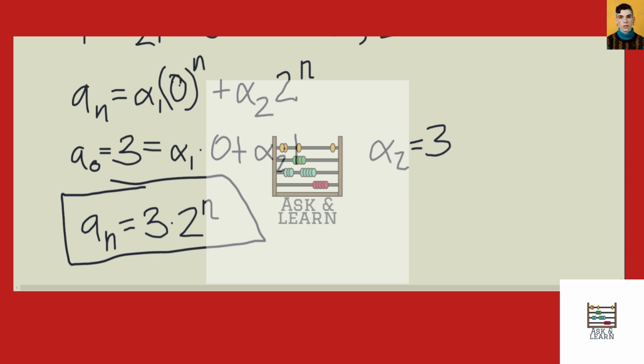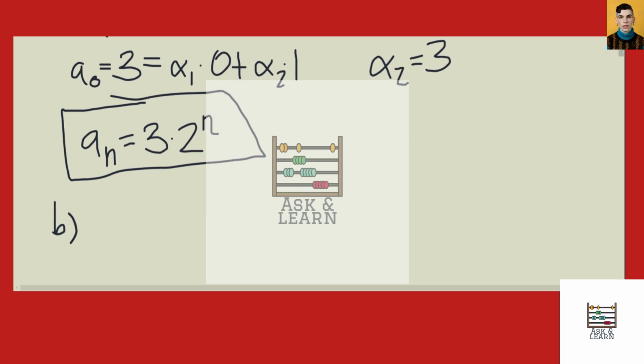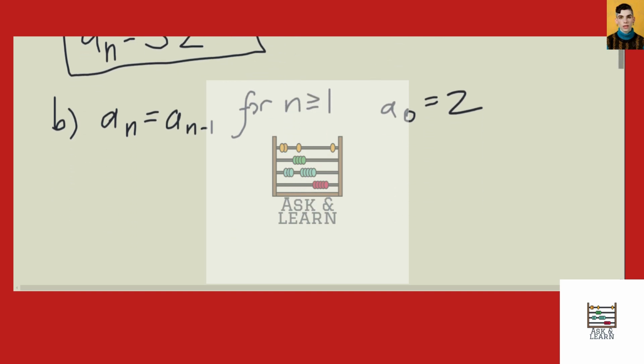In part B, we are given the linear homogeneous recurrence relation a_n = a_{n-1} for n greater than or equal to 1 and a_0 equals 2. This is actually easy to solve if we notice it's simply a sequence of 2's.